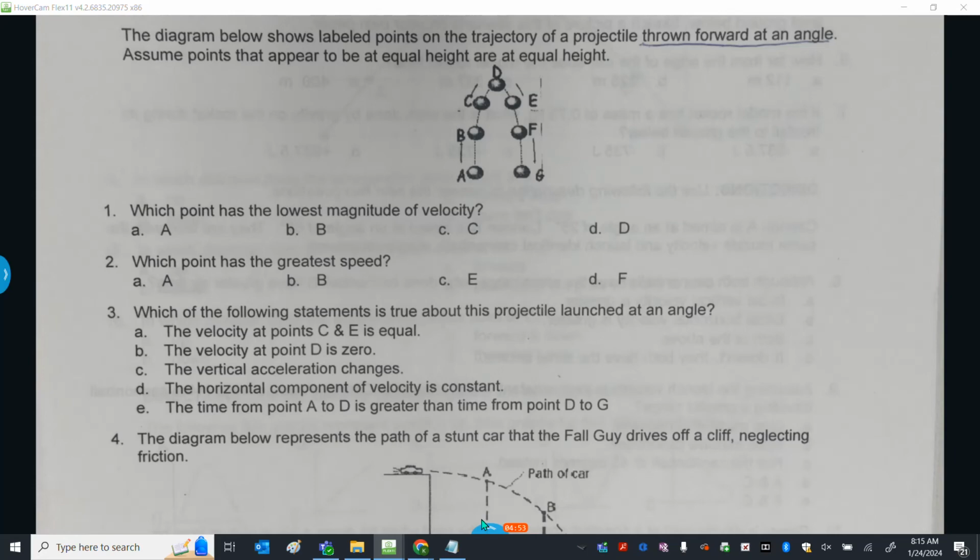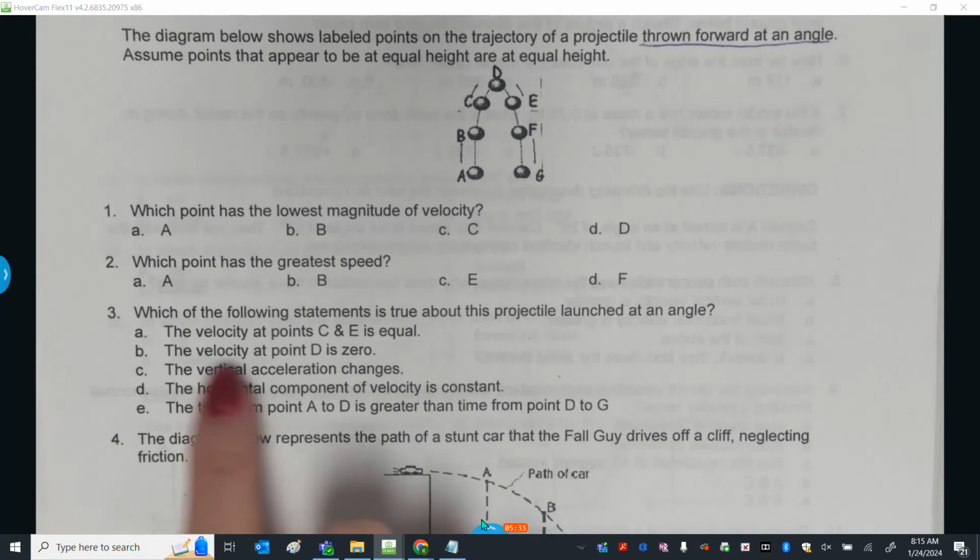Okay, so number 3, 75% of you got that right in this class, but it says, which of the following statements is true about this projectile launched at an angle? This was a problem because some people thought that there was more than one answer, but it's not written as if there is. It says which of the following statements is true, not which are true. So hopefully you only picked one thing, because if you picked more than one answer, automatically you're going to get it wrong. There's only one correct answer here. I also said that in class for anybody who asked.